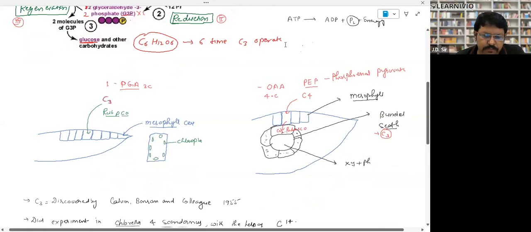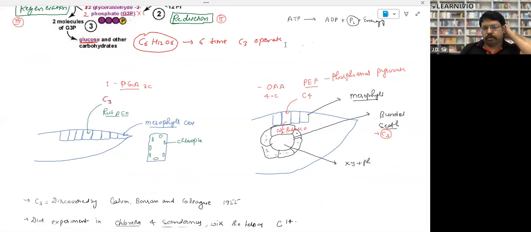So basically, I told you that Rubisco is an enzyme which reacts in presence of oxygen and in presence of carbon dioxide. So if the carbon dioxide concentration is more, then Rubisco reacts with carbon dioxide. If oxygen concentration is more, it will catalyze the reaction with oxygen, right? In C3 plant or C3 cycle, wherever the C3 cycle goes on, everywhere we have noted down this.